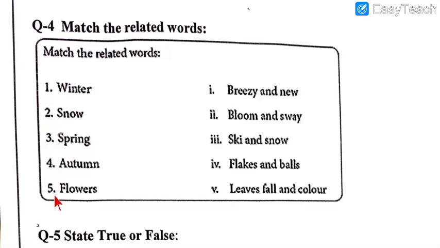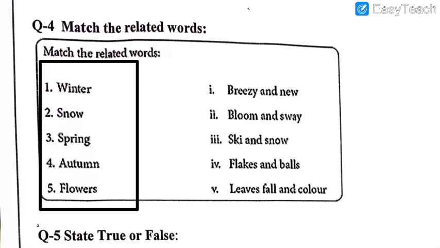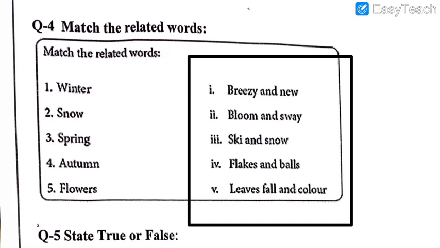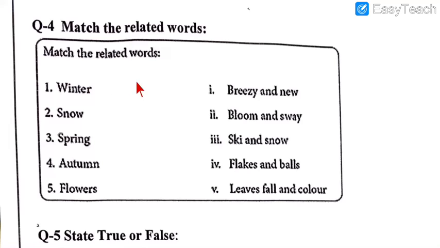Okay, now start writing number 1, 2, 3, 4, 5 on the left hand side. Number 1 winter. Number 2 snow. Number 3 spring. Number 4 autumn. Number 5 flowers. I hope you are writing these questions. So please write the questions on this side as it is, but don't write this side as it is. Directly choose the answer from this side and write it beside 1, 2, 3, 4, 5 respectively.